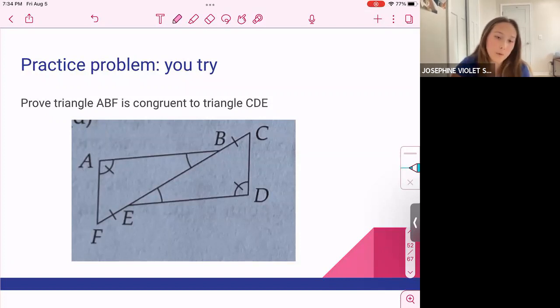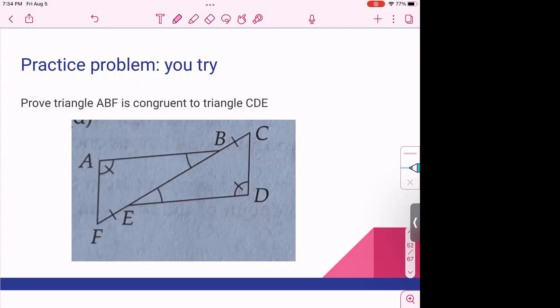Okay, guys, does anyone have some thoughts they'd like to share? I actually just solved this one along with you guys. Anna, what are you thinking?